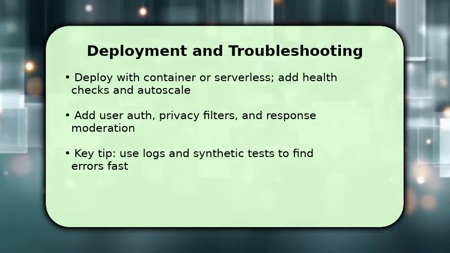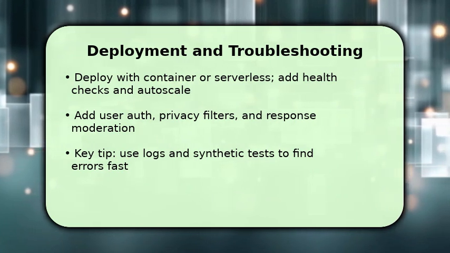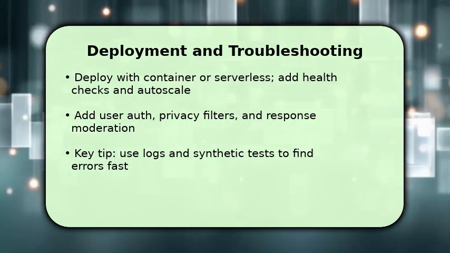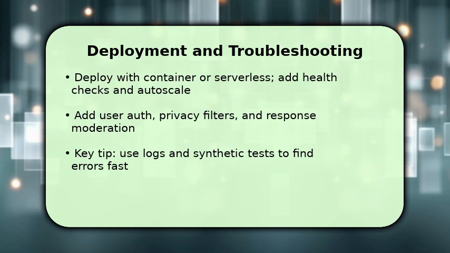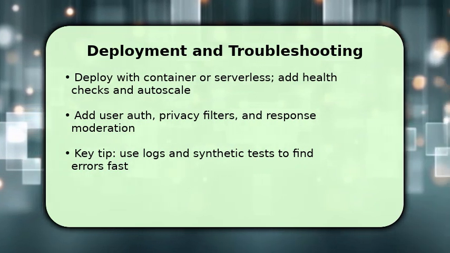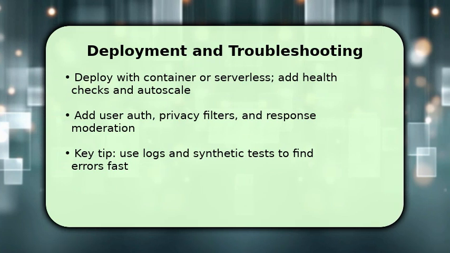If things go wrong, check logs, replay failing user turns, and run the same prompt sequence locally. That troubleshooting step reveals prompt drift, missing slots, or rate limit issues so you can iterate quickly.